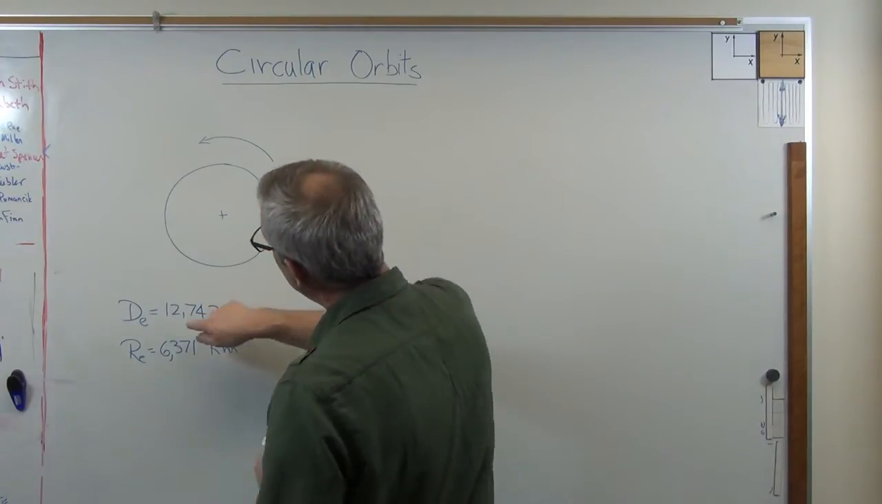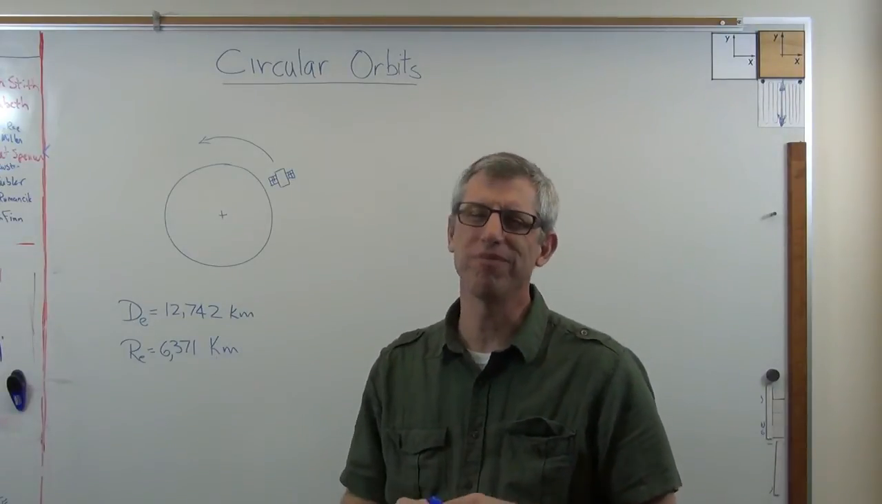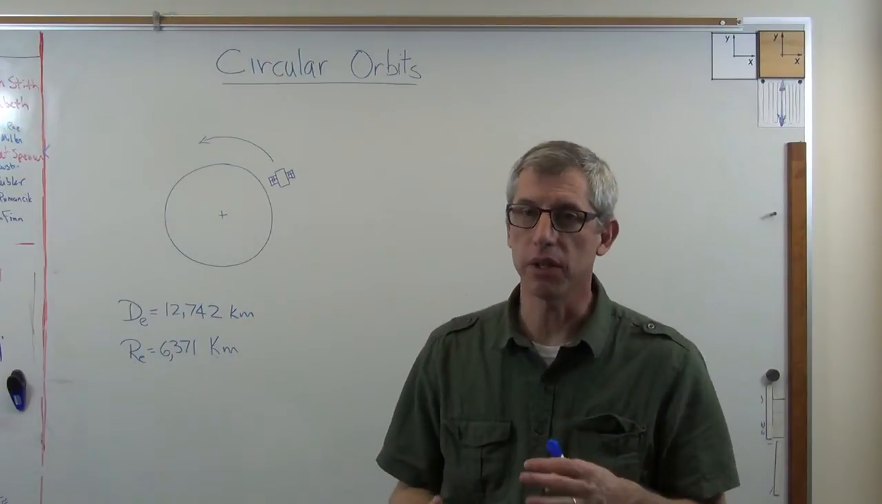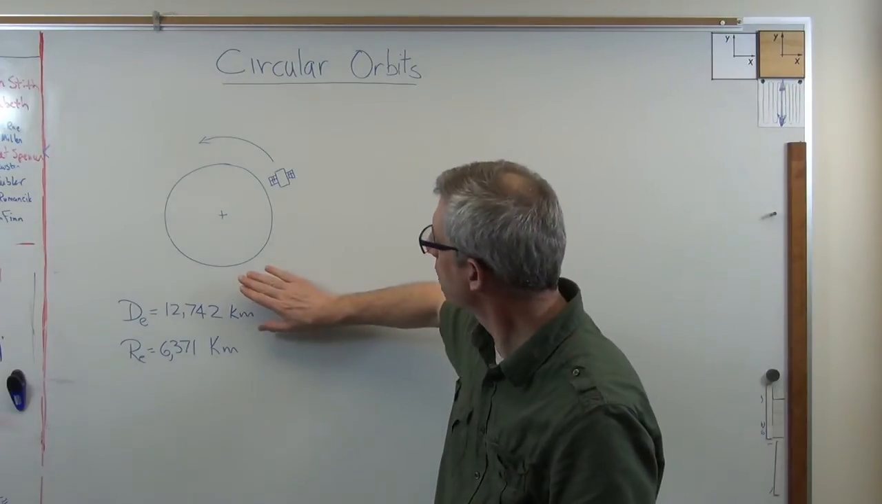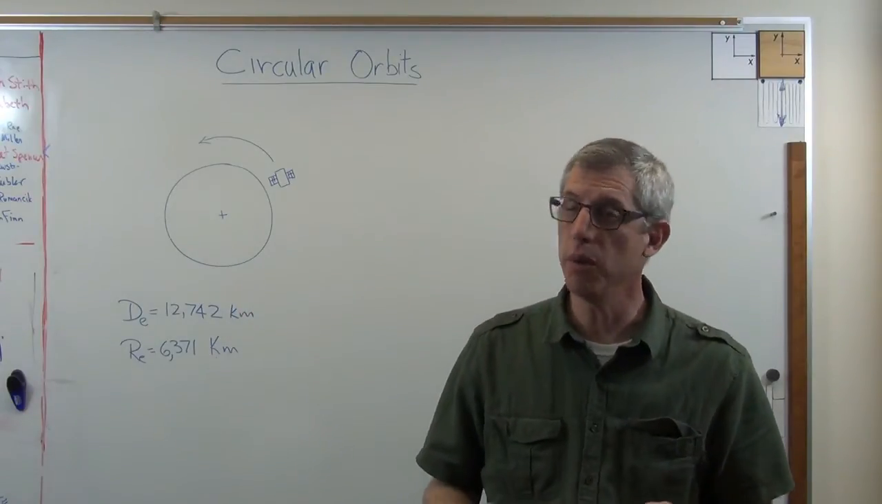So we've got the diameter of the Earth. The Earth is 12,742 kilometers in diameter, pretty much. Now, Earth is not exactly a sphere. It's a little bit off of spherical, but for our purposes, that's a good enough number. So it means the radius is 6,371 kilometers.